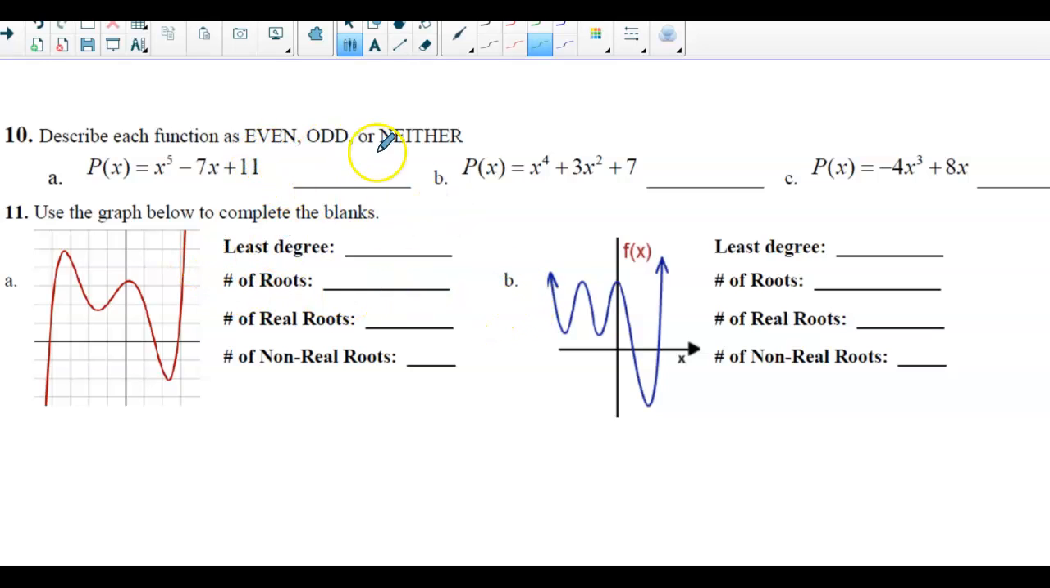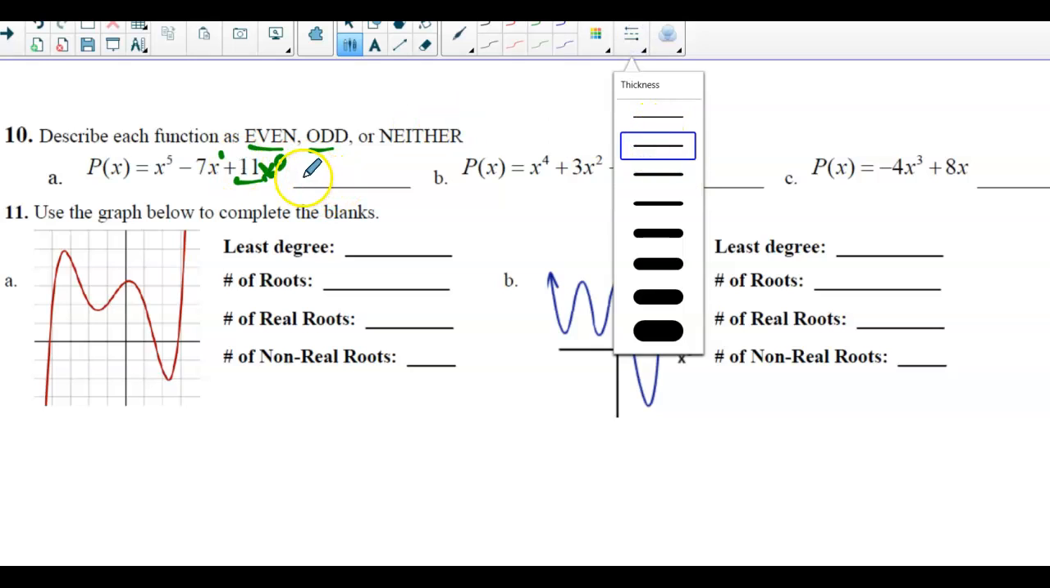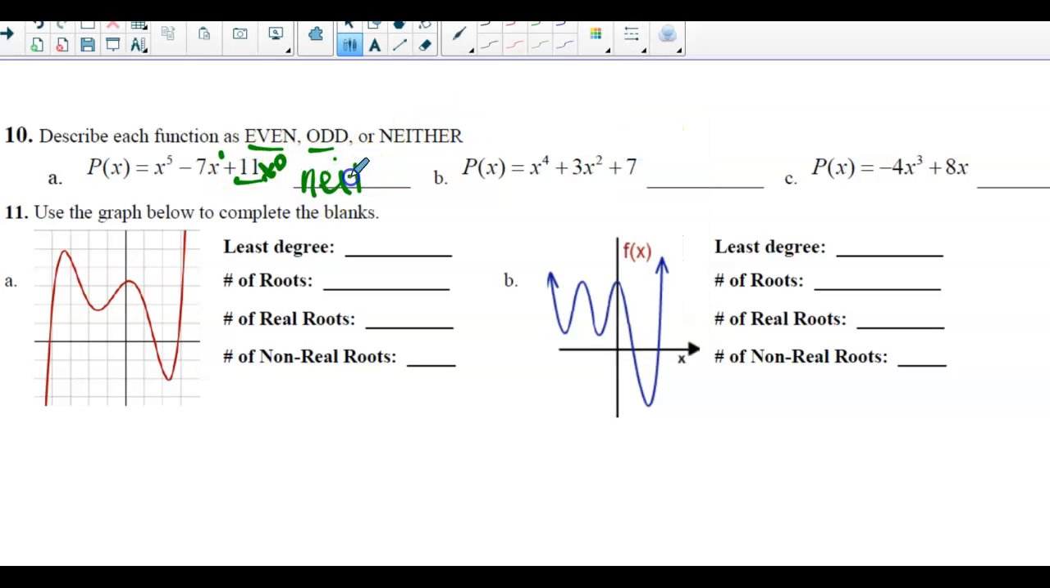Okay, number 10, this is continuing with the Unit 4 review. Number 10 here, a function has even symmetry or odd symmetry, either one of these, if all of the exponents are the same type of number. If the exponents are mixed, even and odd values, then it has neither symmetry. So this one, x to the 5th, that's odd. X to the 1 is odd. But this constant, 11, is technically 11x to the 0, which is an even value. So this one has neither symmetry, again, because the exponents are mixed. Some are even, some are odd.